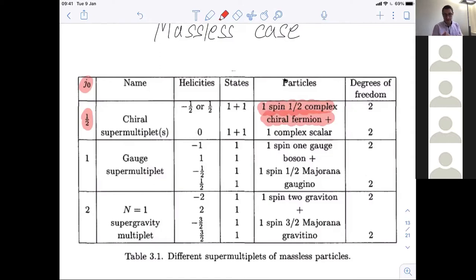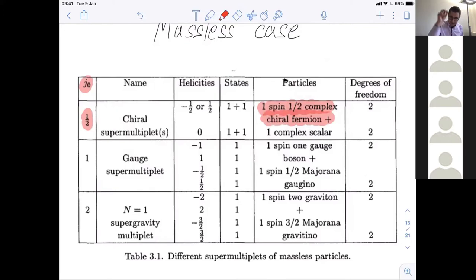So let's say if you have a psi L, a Weyl fermion, then this will describe, for example, the left-handed electron and the right-handed positron. So these two states will be created or annihilated by a Weyl fermion. Okay. So what is the other component?